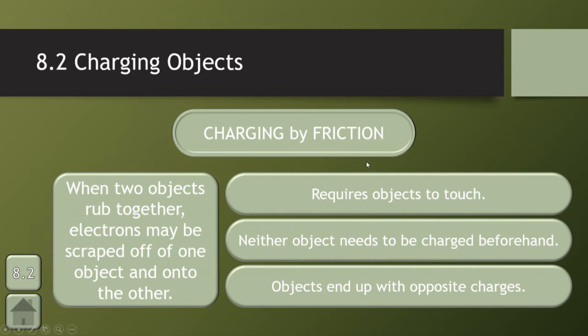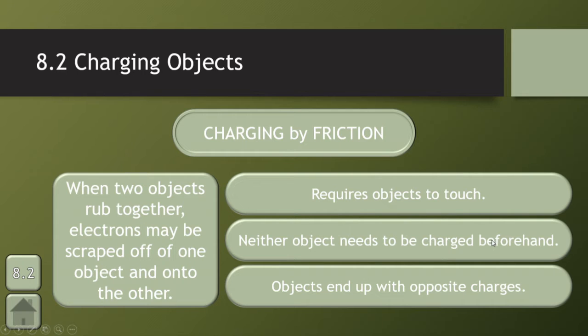We'll start with friction. Now, friction is easy enough to understand. If you know what friction means, it's whenever 2 objects rub against each other. And when this happens, electrons from one object can actually be scraped or rubbed off onto the other object, and that will cause both objects to become charged. The object that loses the electrons will become positively charged, and the object that gains the electrons will become negatively charged. Neither object needs to be charged beforehand.